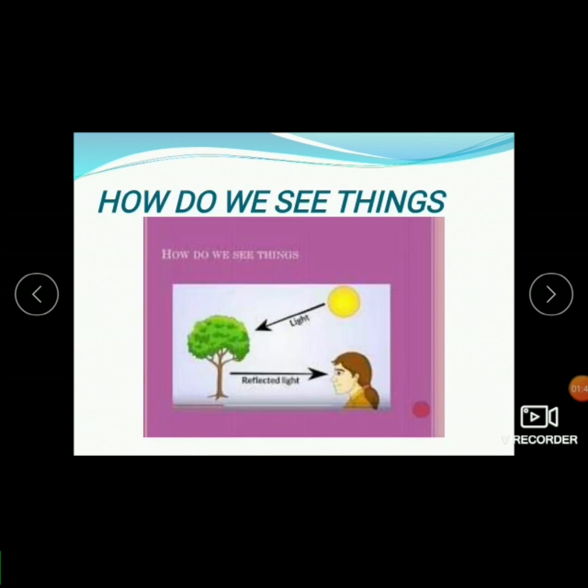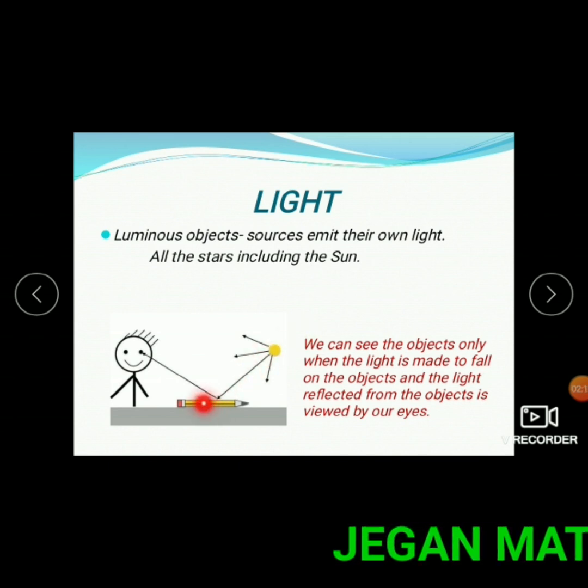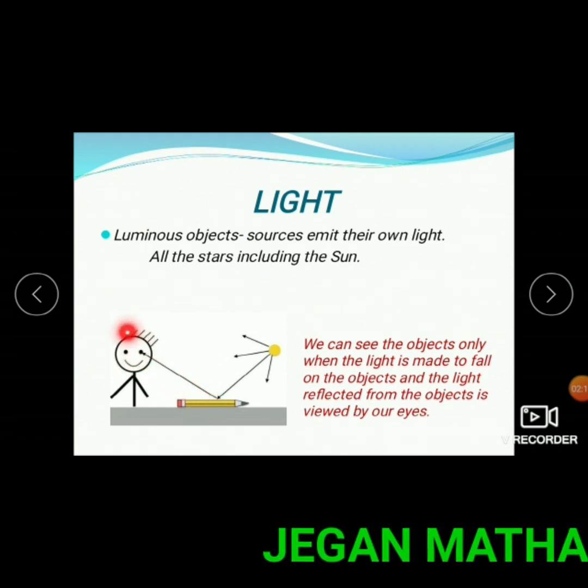So next I am going to ask one question. How do we see things? We all know that we are able to see the objects with the help of our eyes. But can we see things in a dark room? No, we cannot see any object in a dark room. So what is the reason for this? So we can see the objects only when the light is made to fall on the objects and the light reflected from the object is viewed by our eyes.